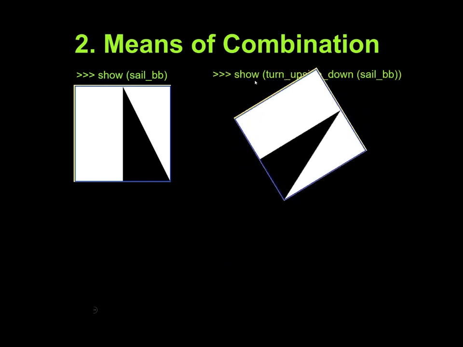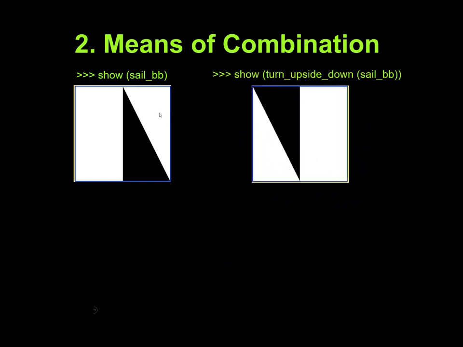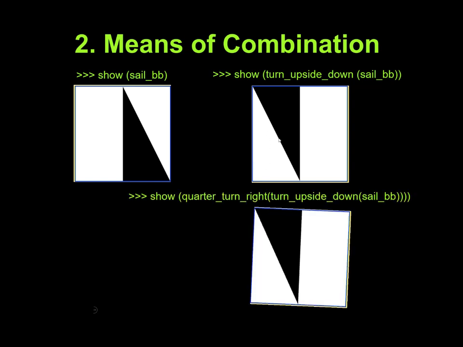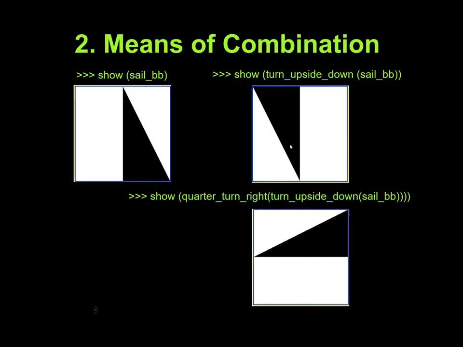Now you see, turn upside down is just doing the right turn twice, and you end up with this. Let's do another quarter turn from this picture. You will get this. Three turns to the right ends up with the same picture as a quarter turn left. So if you do quarter turn right of the turn upside down, you get quarter turn left.